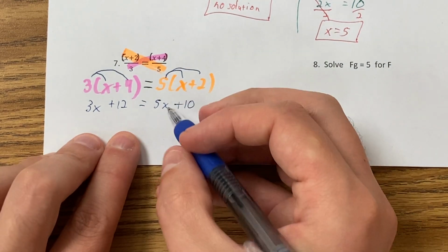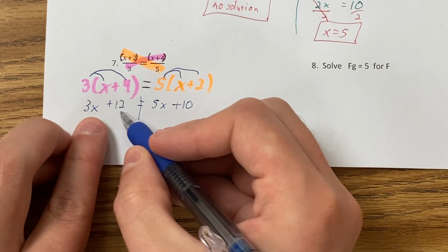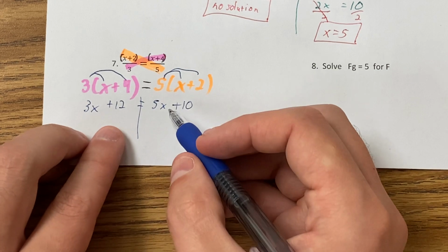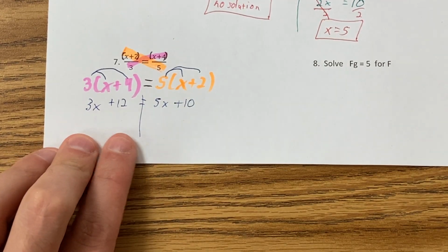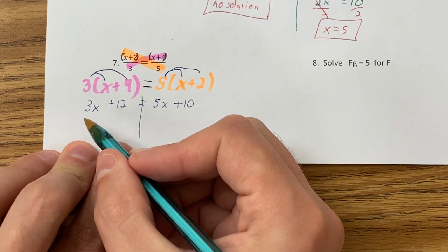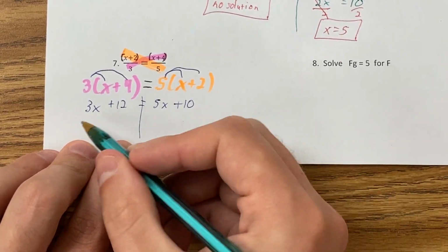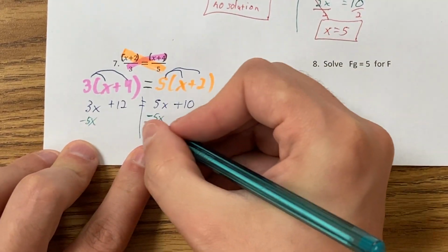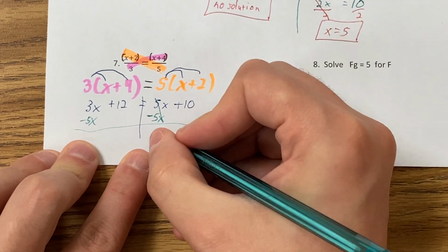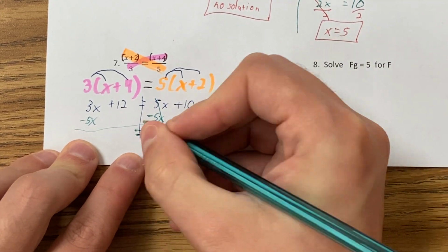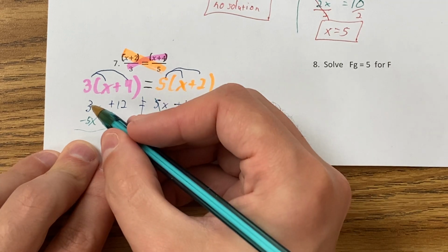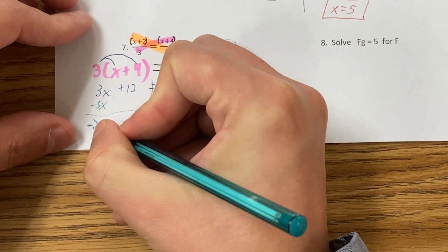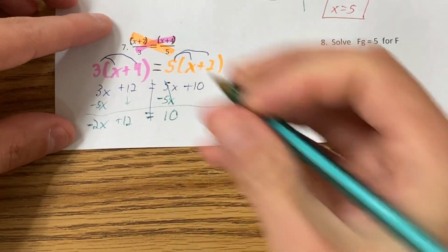Next up, I am noticing that there's no like terms on each side, but there is an x on both sides. Your choices are to either subtract 3x over there or subtract 5x over there. I'm going to subtract 5x from both sides because I like x on the left. So that goes away. You get 10. Here, 3 minus 5 is negative 2. And then the 12 comes down.